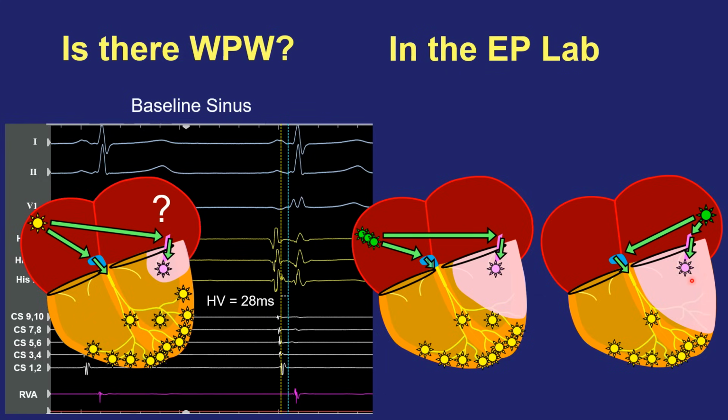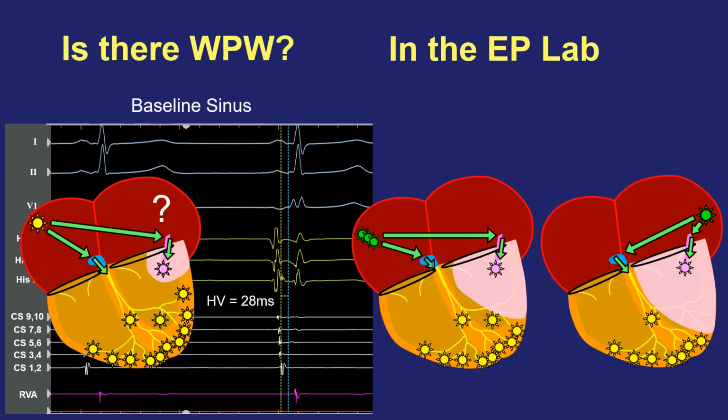You can again have a more prominent delta wave, a shorter HV, because by pacing close to the pathway, you can dominate a little bit more the activation of the ventricular tissue through that pathway and have a little bit less contribution of the His-Purkinje system. In this particular case here, we did both.